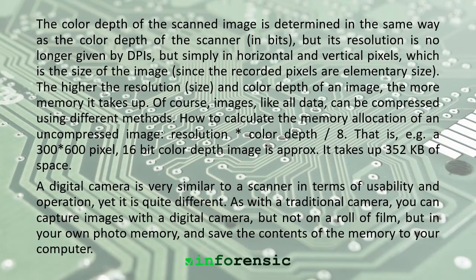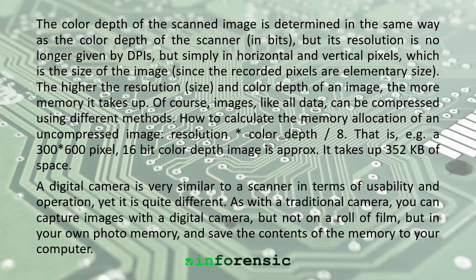The color depth of the scanned image is determined in the same way as the color depth of the scanner, in bits, but its resolution is no longer given by DPIs, but simply in horizontal and vertical pixels, which is the size of the image, since the recorded pixels are elementary size. The higher the resolution, size, and color depth of an image, the more memory it takes up. Of course, images, like all data, can be compressed using different methods. How to calculate the memory allocation of an uncompressed image: resolution times color depth divided by 8. That is, e.g. a 300 x 600 pixel, 16-bit color depth image takes up approx. 352 KB of space.